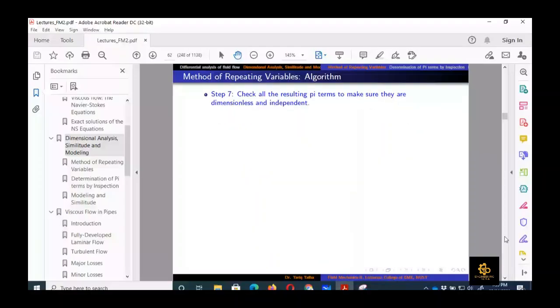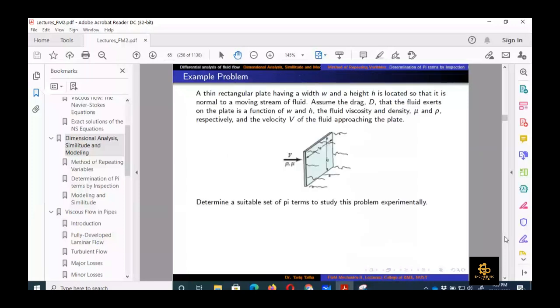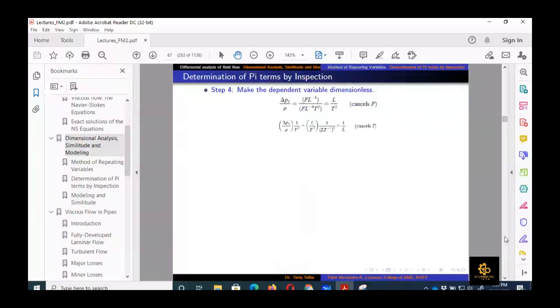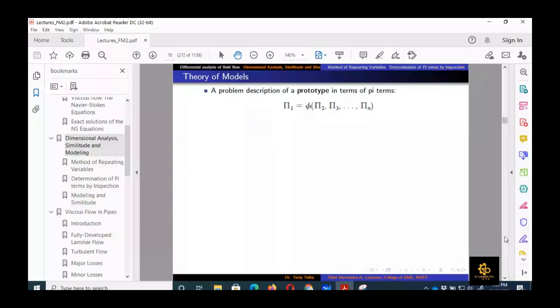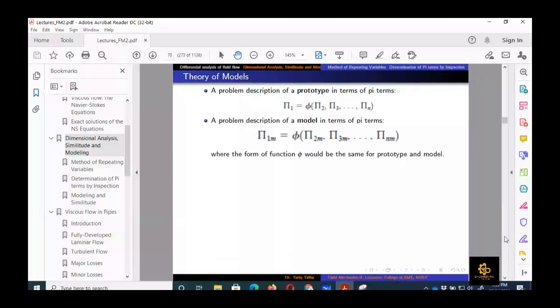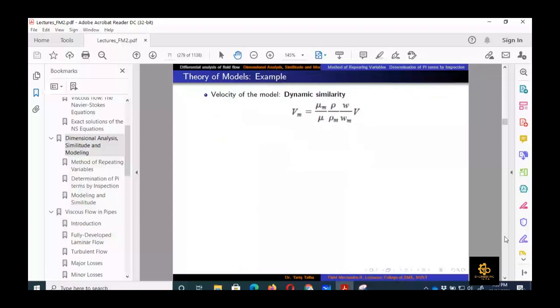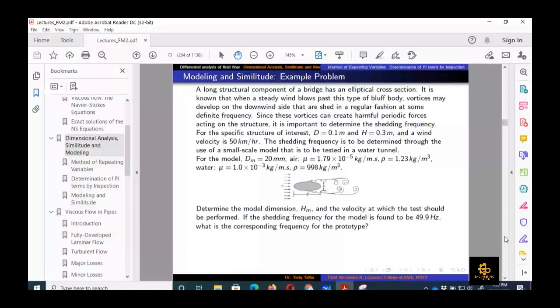Is it clear? Yes, sir. Thank you, sir. Okay, thank you for asking this. So in a way, we just recapped the most critical portion of the method of repeating variables, which is the selection of repeating variables. Once we do the correct selection, it is a very systematic way of determining the pi terms. Now we move our attention to the next chapter in your book, which is chapter number 8.